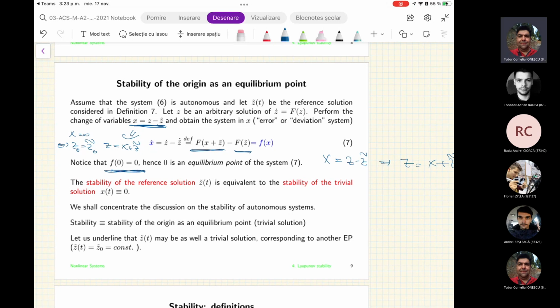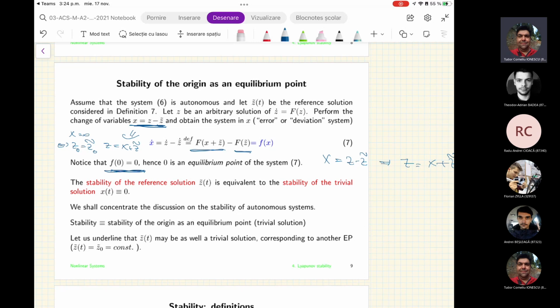The origin is an equilibrium point of 7. So if you have any equilibrium point, you can bring it back to the origin very easily. So it makes sense to make the analysis about the stability of the origin as an equilibrium point for nonlinear systems.